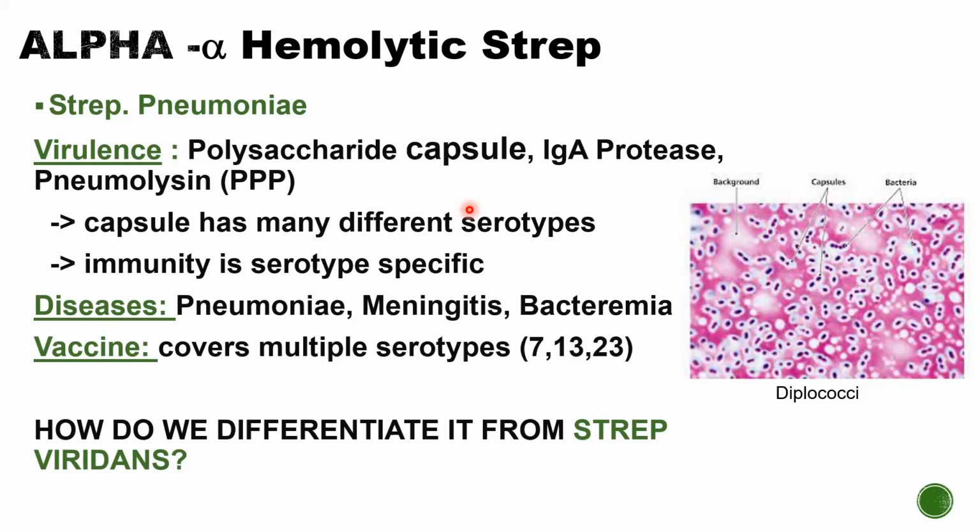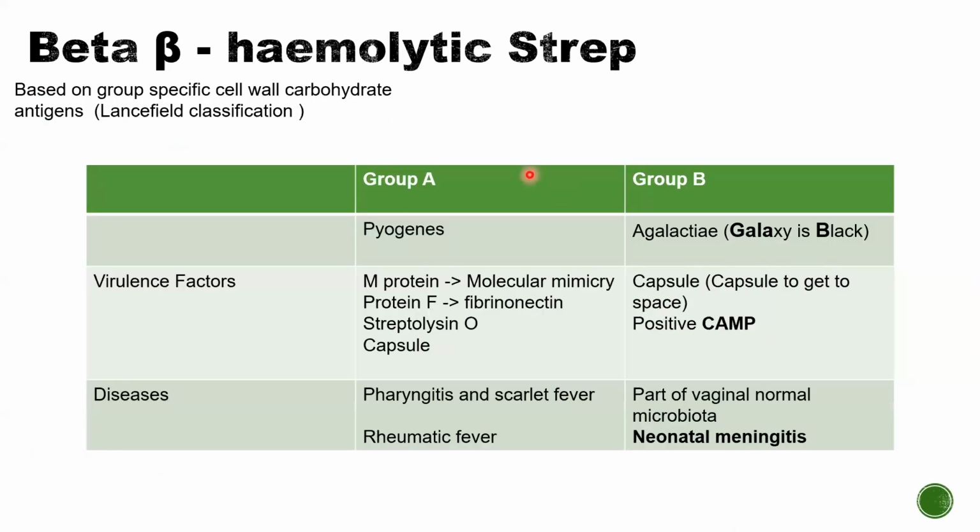Okay, inshallah, it's all clear. So just remember PPP. Remember the vaccine for the polysaccharide capsule? Now, remember the beta hemolytic ones? These beta hemolytic ones have their own unique classification system. So the beta hemolytic strep can be further divided into group A and group B.